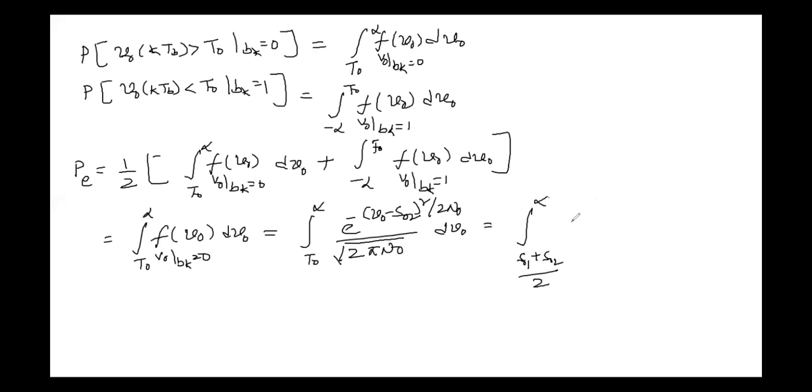Infinity, e power minus (T naught minus S02) whole square divided by 2 N naught, 2 pi N naught under root, into dV naught. Okay. Now we can simplify this. How to simplify? Let me continue in the next slide.